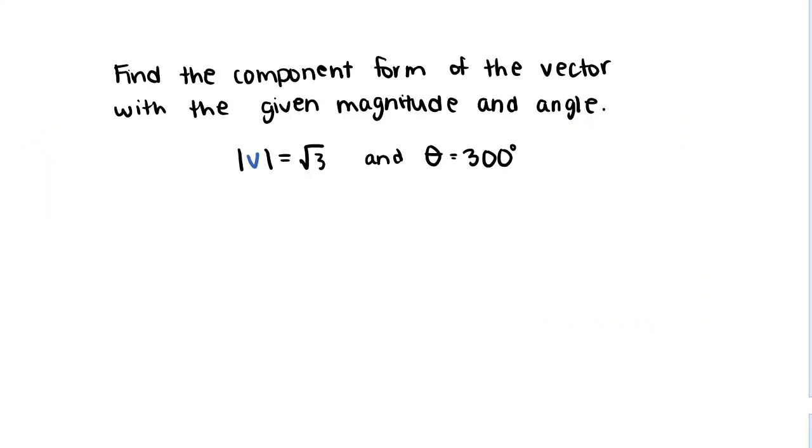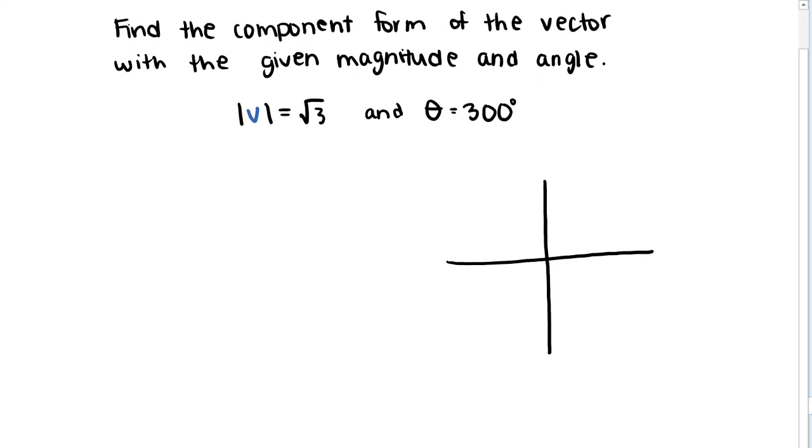So let's use this idea to find the component form of the vector v that has a magnitude of the square root of 3 and an angular direction of 300 degrees. Okay, so here if I kind of draw out a coordinate plane, and if I imagine my vector with the initial point at the origin, right, the position of the vector doesn't matter, so I can imagine the vector anywhere I want. Maybe I'll imagine it at the origin.